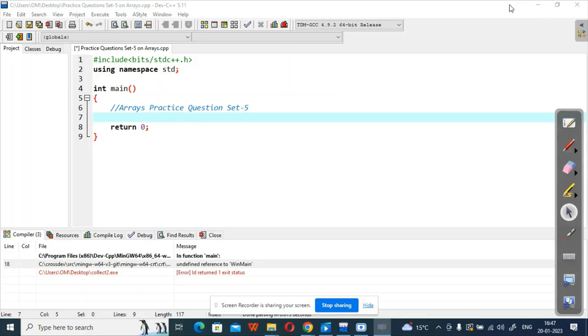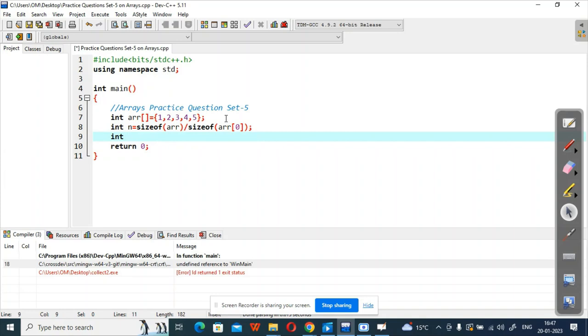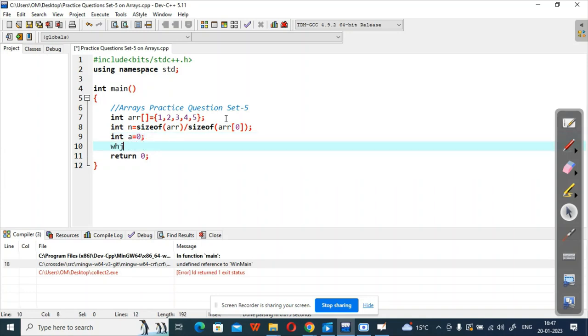See what I am doing here. I am not writing int n is equal to something. I am directly writing int arr: 1, 2, 3, 4, 5. Now, how do I calculate the size? sizeof(arr) divided by sizeof(arr[0]). Okay. Now just keep one pointer a at the 0th index.